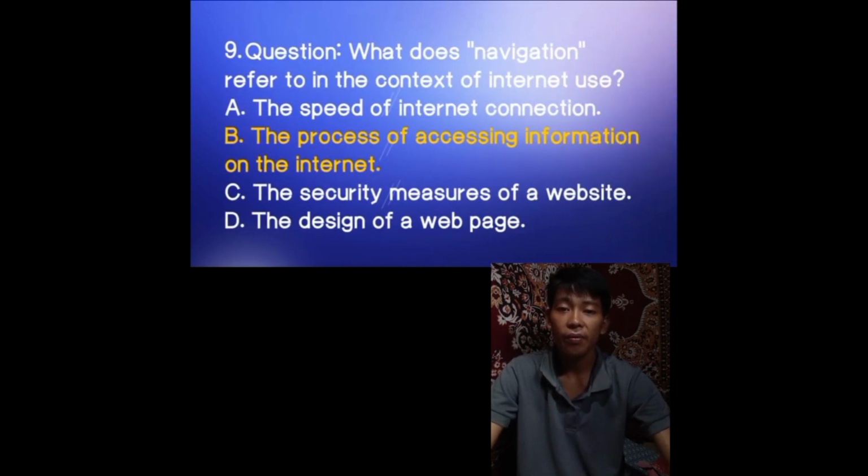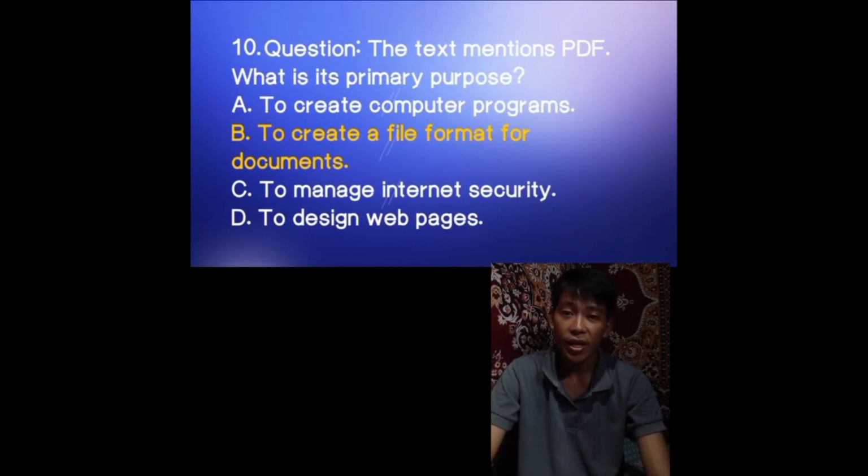And answer number 9 is letter B, the process of accessing information on the internet. So it defines navigation as the process by which users access information on the internet. So the correct answer for number 10 is letter B, to create a file format for documents. So it explains that PDF is short for portable document format, and its purpose is to create a file format for documents.